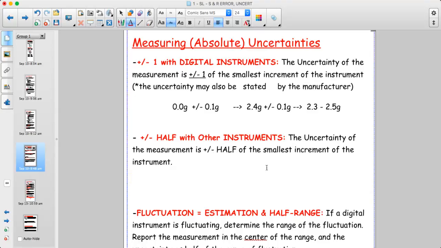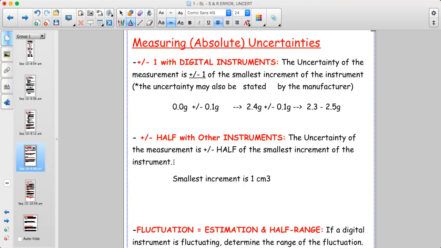With other equipment, other instruments, the uncertainty is half of the smallest increment of that piece of equipment. So this is like if you're using a graduated cylinder, one of those alcohol thermometers where you can see all the lines on the piece of equipment, then you estimate the uncertainty as half the smallest increment. So what I mean by that, if the smallest increment is 1 cm cubed, then the uncertainty would equal plus or minus 0.5 cm cubed.